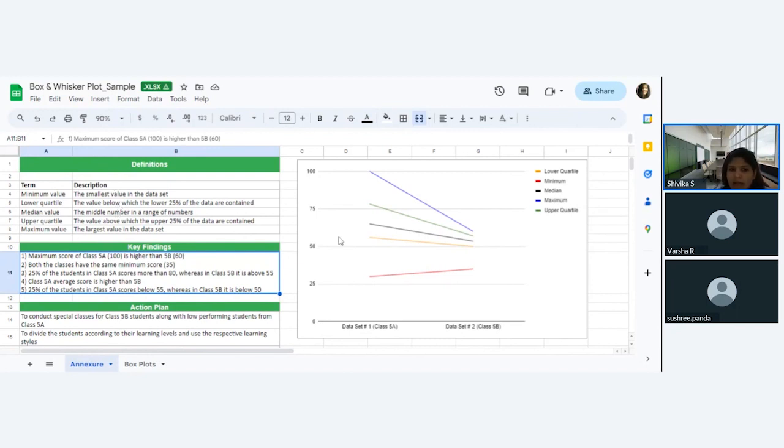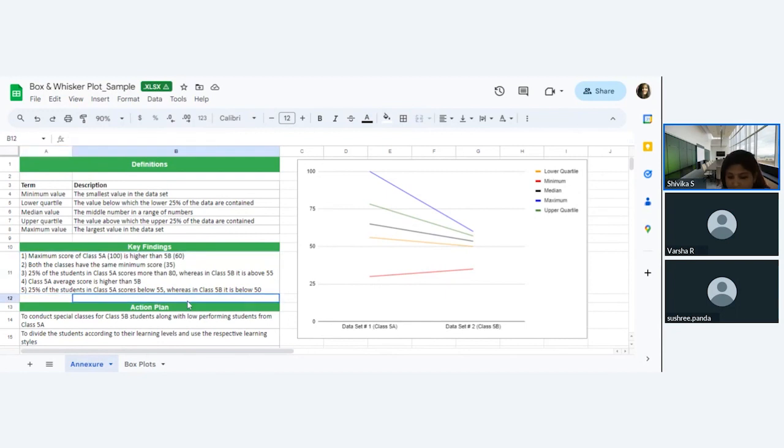Then we have this median value. Median is represented by black, and that is the average of numbers. What is the average number students have scored? And the other is the upper quartile, the third part of the quadrant, where the remaining 25% of the students who have scored above 75% lie. And then we have the maximum value. Maximum value is represented by blue, which shows the maximum marks the students have scored.